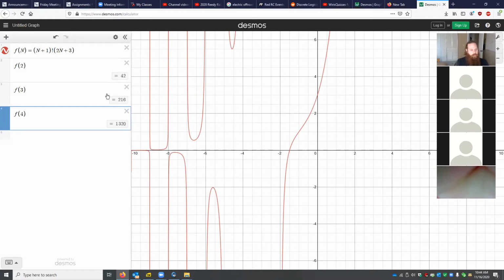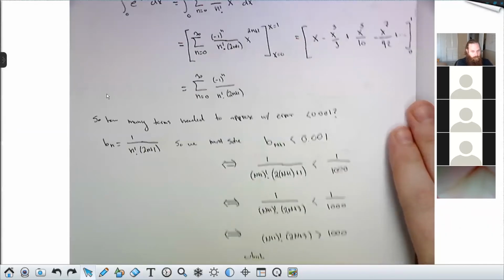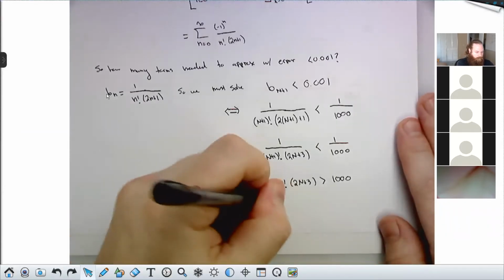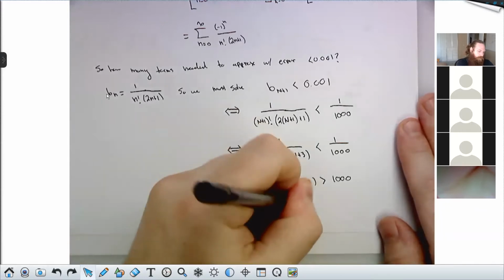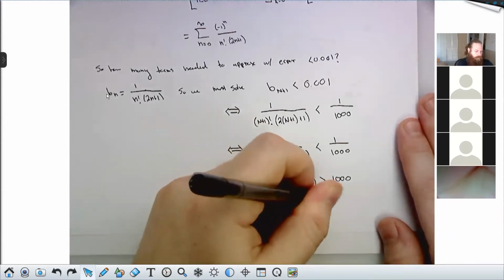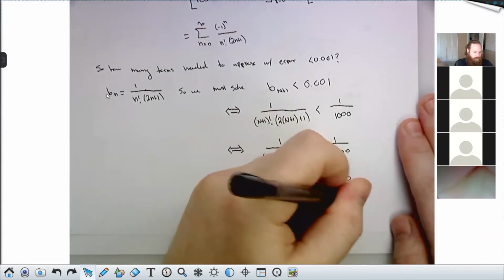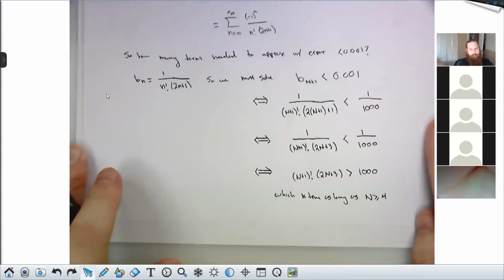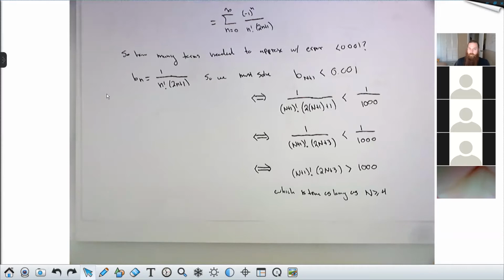So when n is 4 here, this inequality is true as long as n is greater than or equal to 4. So you need at least 4 terms.